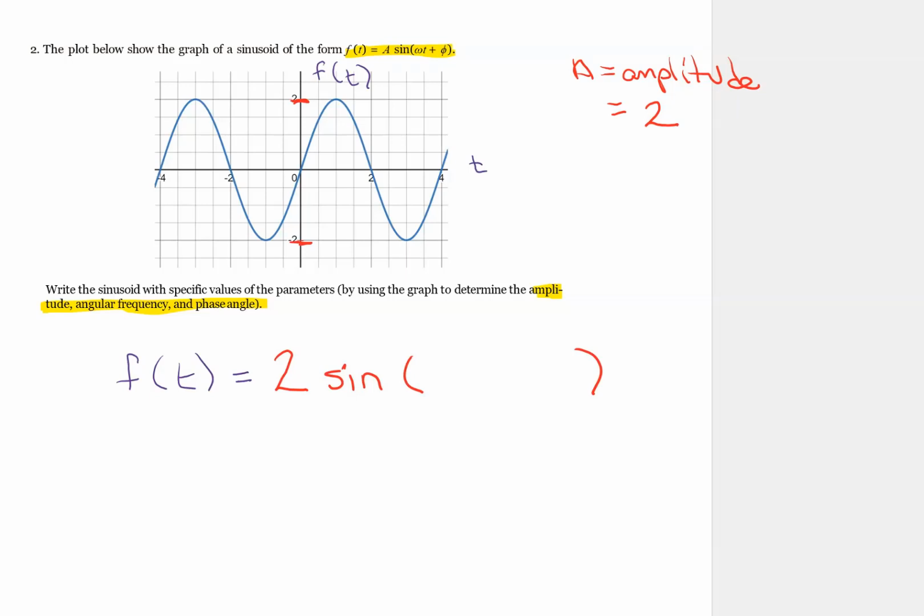Since this is not shifted, sine does start at 0, and if we're going in the positive direction, it should go up. And look, it does. So that means it has not been shifted left or right. It has not been shifted up or down. So phi equals 0. We know we're going to have a t in here. All we have to do is find omega.